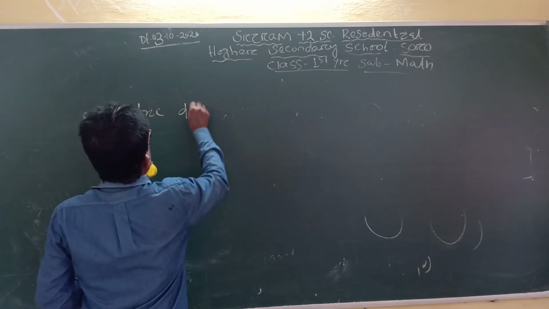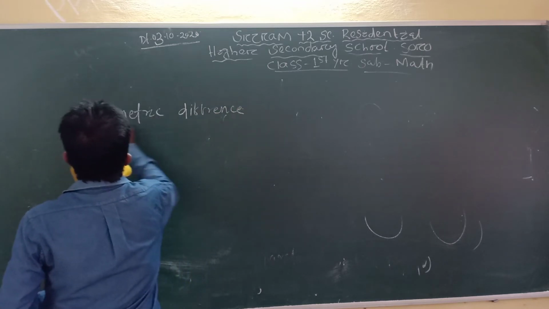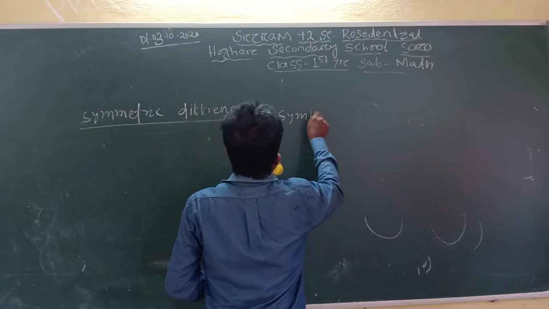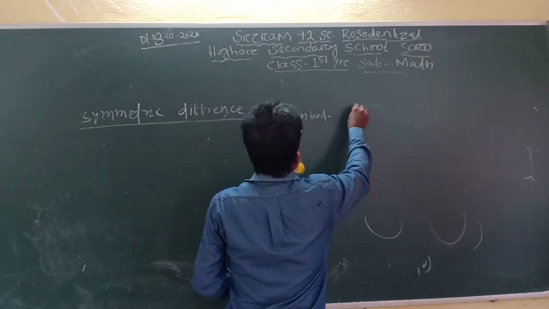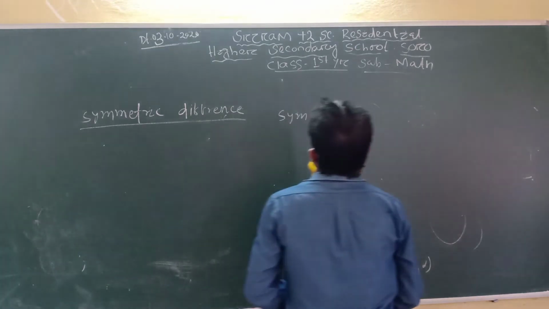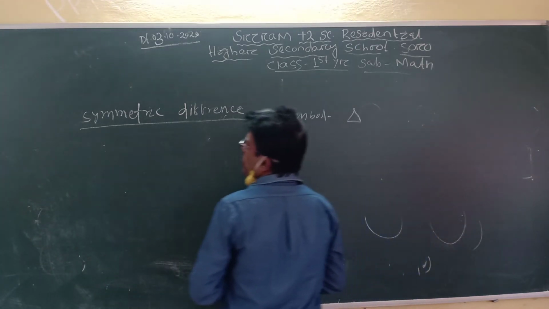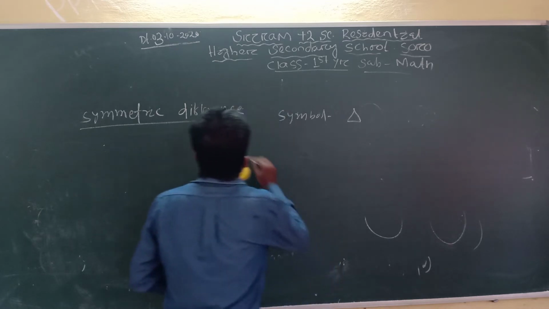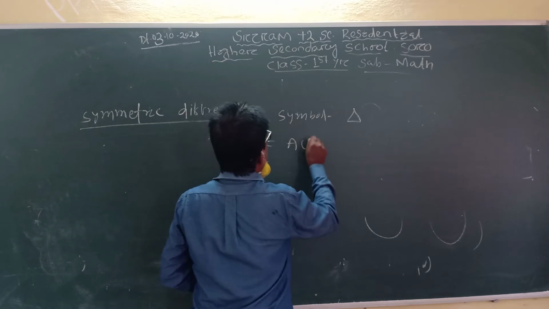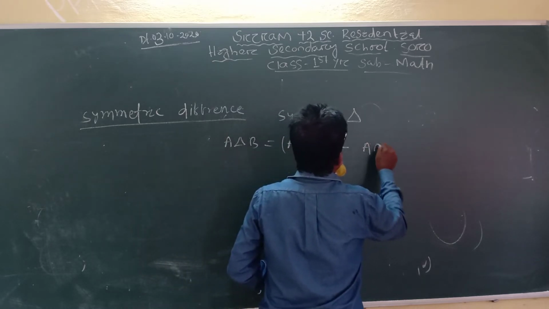Symmetric difference. The symbol used is this symbol, that is called delta. Also in short form it is called delta. And the meaning: A delta B means A union B difference A intersection B.